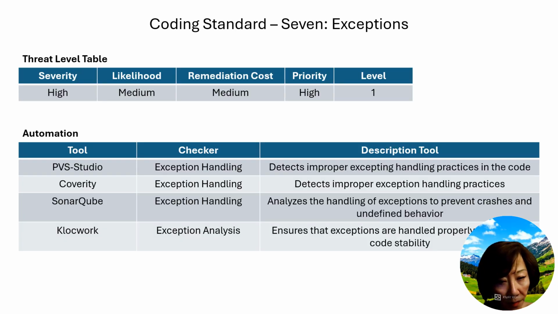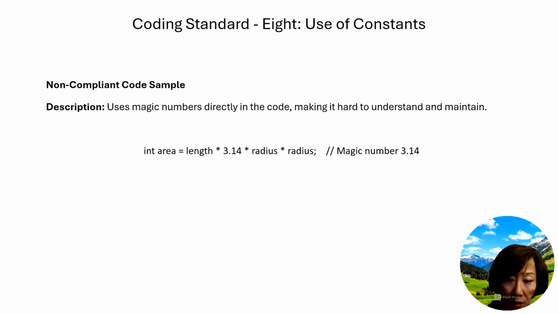Severity is high, likelihood medium, remediation cost medium, priority high, and threat level is 1. The 4 tools that can detect that you're doing correct exception handling are PVS-Studio, Coverity, SonarQube, and Klocwork.